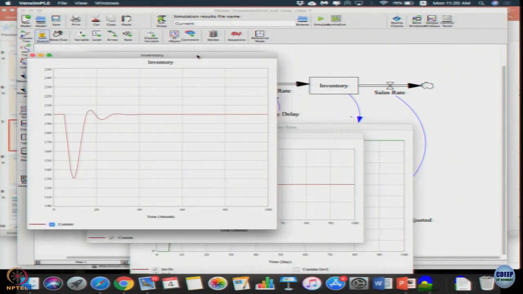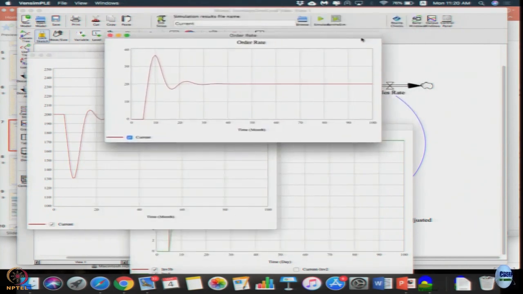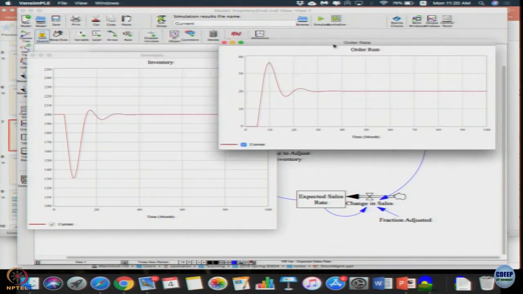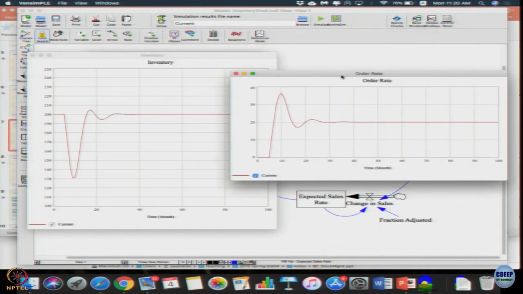is causing the oscillations in inventory, order rate, while the expected sales rate does not oscillate, causing oscillation in your order rate.